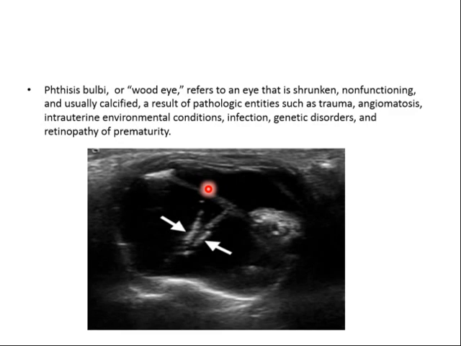Okay, and in this case, this is phthisis bulbi. This is when the eye is non-functioning, shrunken, and calcified. It's also called a wood eye. In this situation, we see the eye globe is deformed and decreased in size, shows some calcification, and sometimes, like in this case, retinal detachment. This is a calcified eye, and this may result from trauma, angiomatosis, intrauterine environmental conditions, infection, genetic disorder, and retinopathy of prematurity. This is phthisis bulbi, and we will see it more on CT and MRI. You can see there is a small eye globe.